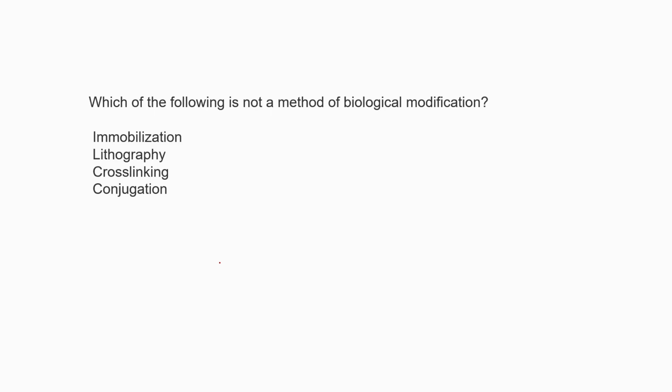Next, here is the next question. Which of the following is not a method of biological modification? Options are immobilization, lithography, cross-linking, or conjugation. Which of these is not a biological modification?